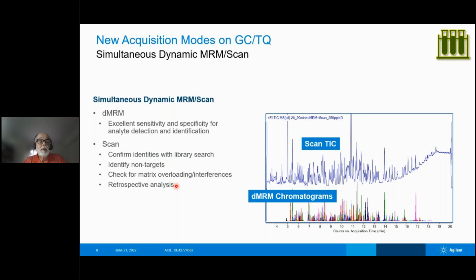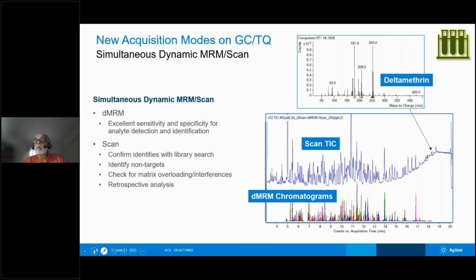And of course, you can do retrospective analysis. You can go back and look if there was something there that you weren't looking for before. And so here, for example, is the acquired spectrum of deltamethrin out at the end of the chromatogram here.